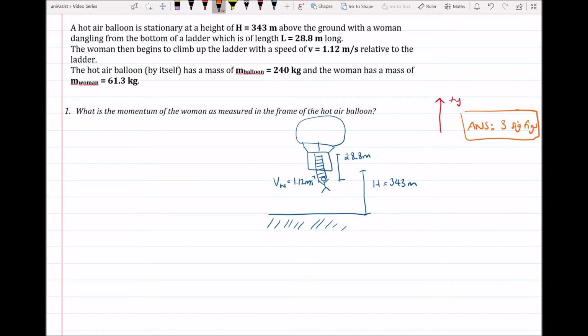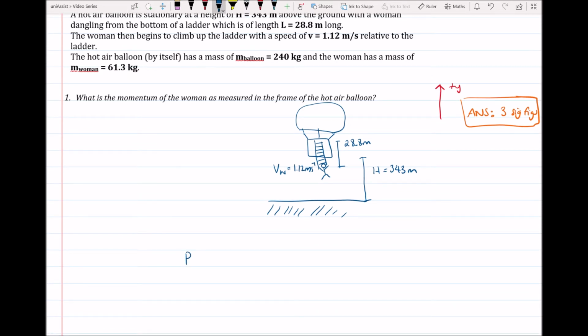The first question is quite simple. It's just asking, what is the momentum of the woman as measured in the frame of the hot air balloon? We go back to our momentum equation, which is P equals mv. The mass of the woman we've got, and her velocity is Vw, with the balloon as the reference. So that becomes 61.3 kilograms multiplied by 1.12 meters per second. And our final answer is 68.7, because we want 3 significant figures, kilogram meters per second. I should say Pw, so Pw is equal to 68.7 kilogram meters per second.